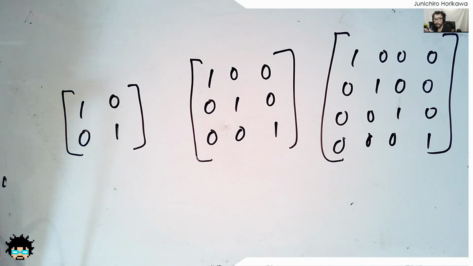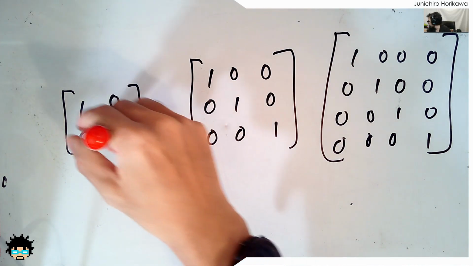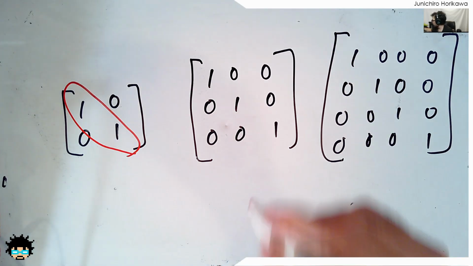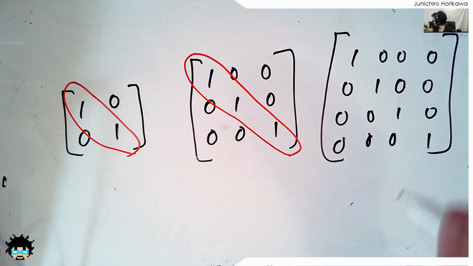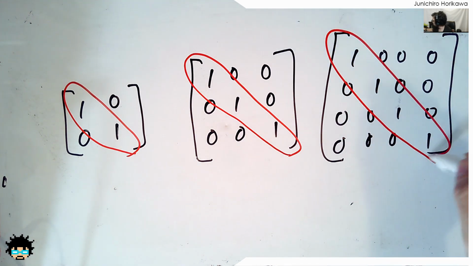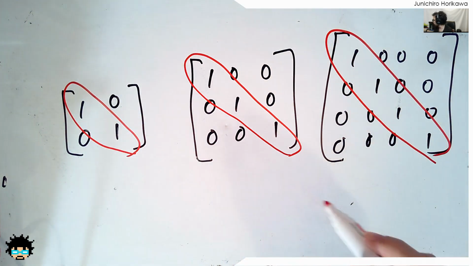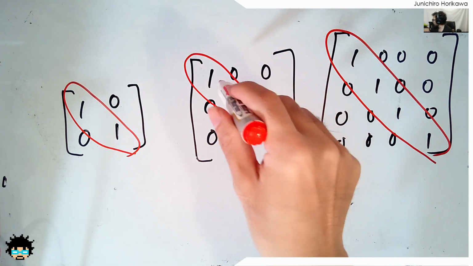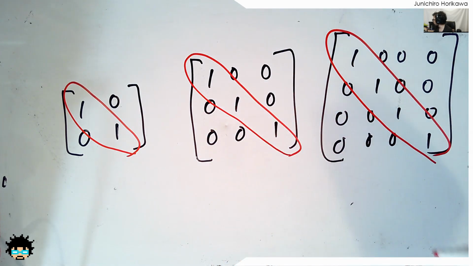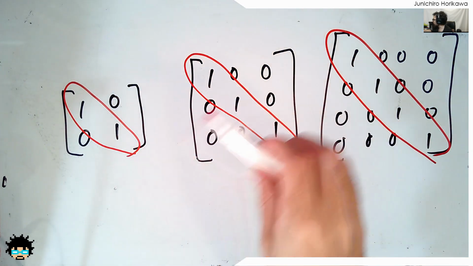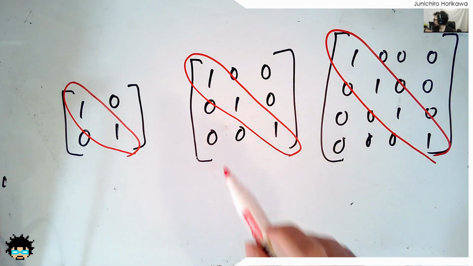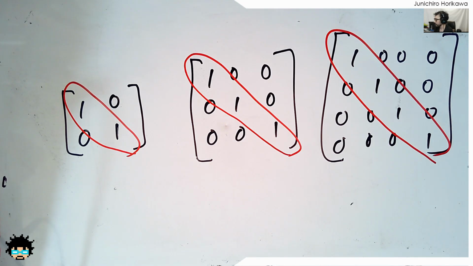If you look carefully, you have a diagonal position in each matrix that has a value 1, and for the other part it is all 0. And only in these diagonal places you have the value equal to 1, and this is called the identity matrix.